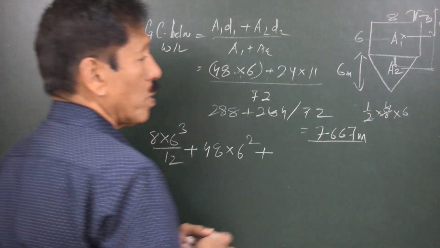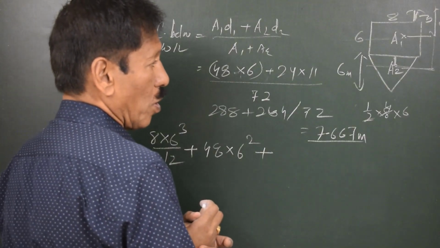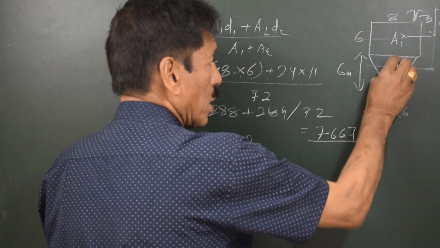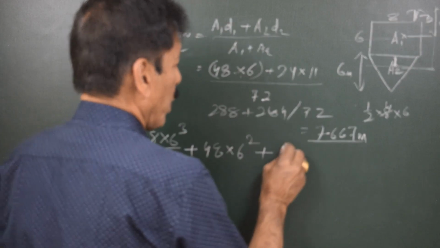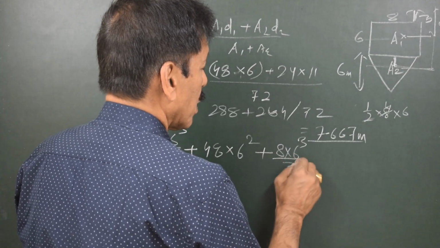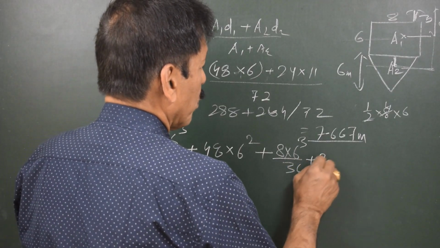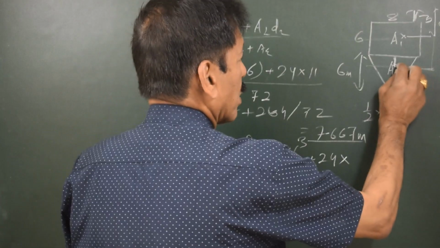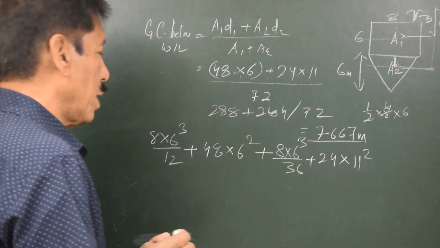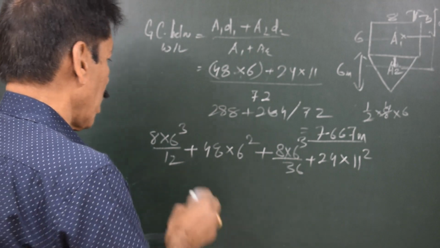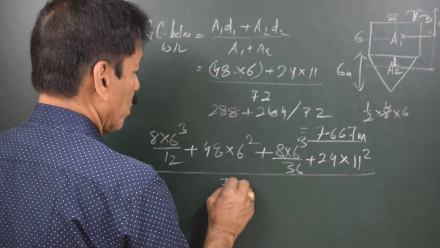Let us find out the moment of inertia of the triangular part about its own axis, that is the centroid parallel to the base. The centroid is 1/3 of the height from the base, right? And BH cube upon 36 would be 8 into 6 cube upon 36 plus AD square. The area is 24, and D means 2 plus 6, 8 plus 3, 11. So this is the total moment of inertia about the water level. Divide by the total area, which is 48 plus 24, that is 72.